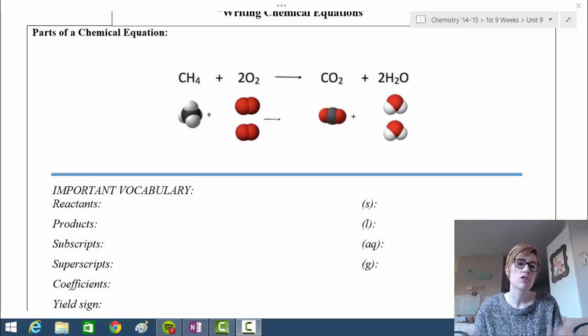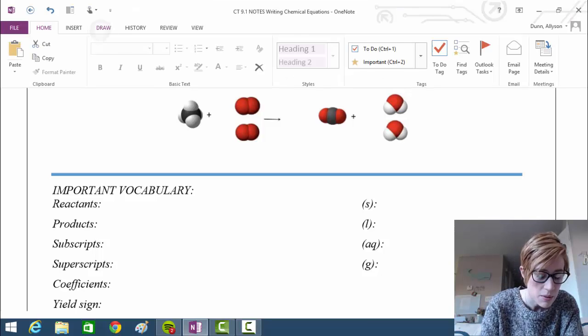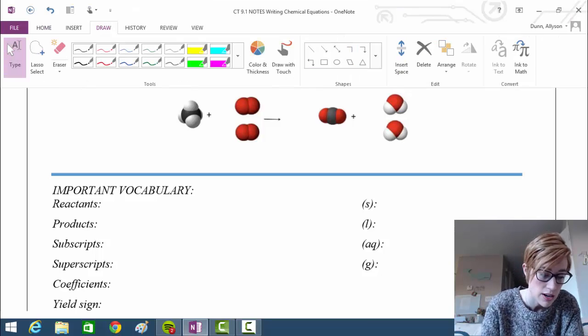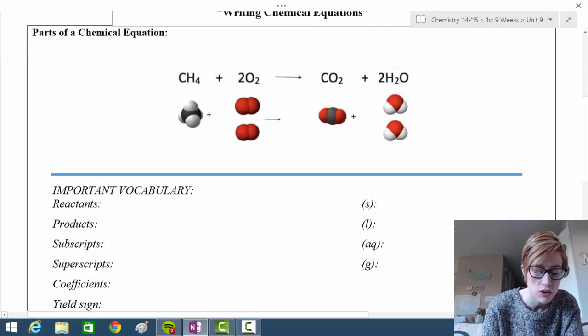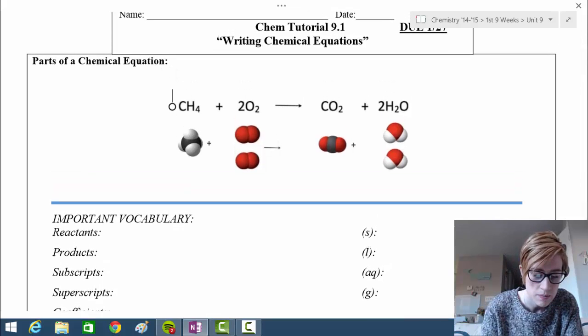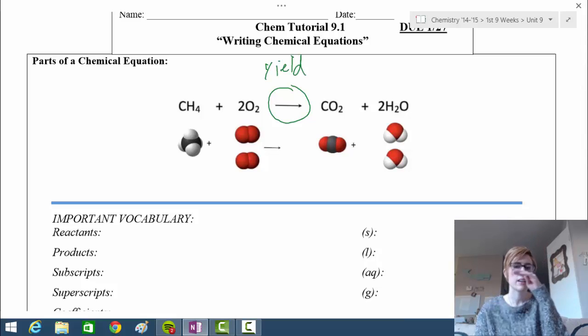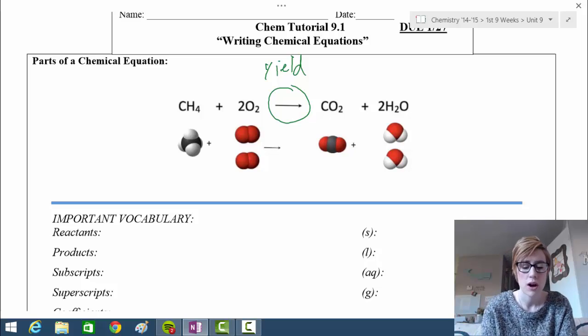So let's talk first about the parts of a chemical equation. Some of this, in fact probably a lot of this, will be review for you, which would be great. But there are really three parts to a chemical reaction. There's the arrow right here, which is called the yield sign. The yield sign is really our separation between our reactants and our products.